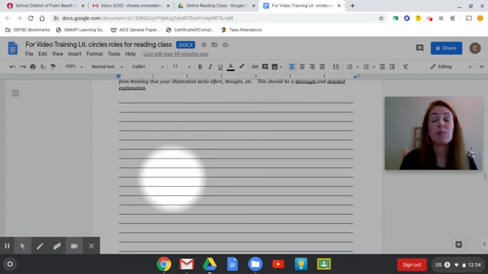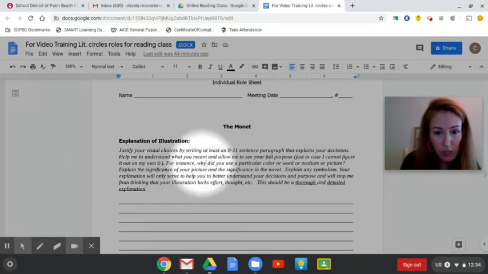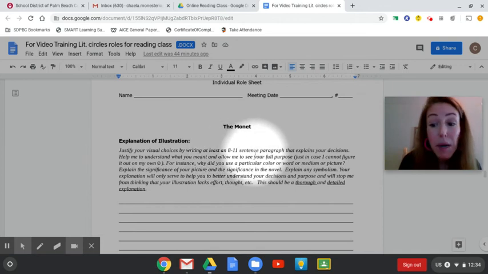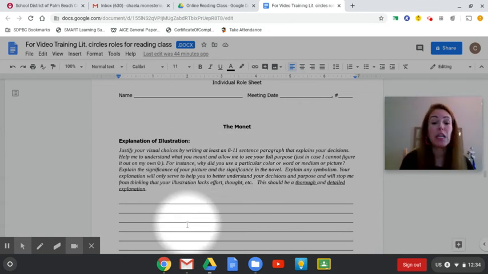So you must explain it thoroughly. If you read it here, remember, like I said, you must read these instructions. It says it must be at least 8 to 11 sentences at the minimum. You can have more than that, but you can't have less than 8 to 11 sentences. When you do that, you need to explain your decisions. Okay, explain why did you choose the colors.